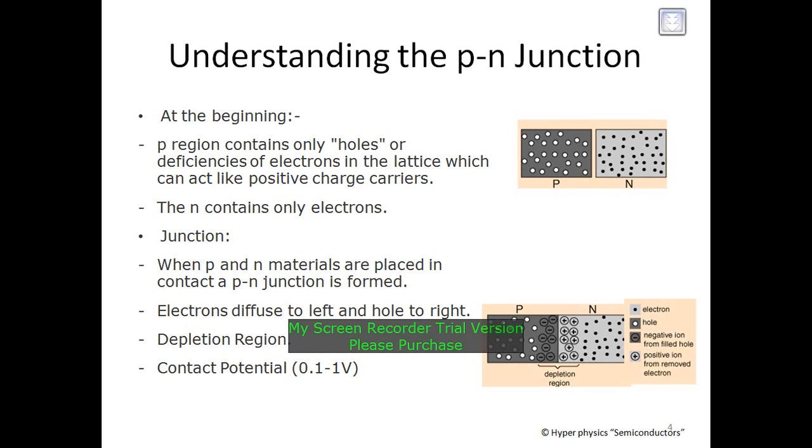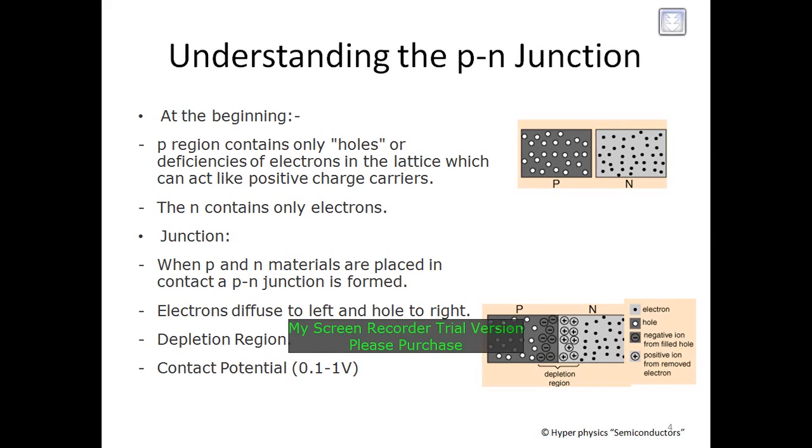At the beginning we have P and N type material. When we say P type material, we mean that it mainly contains holes. That means a deficiency of electrons in the lattice, which can act like a positive charge. And the N material contains electrons. So how do we create P and N material? By the concept called doping.